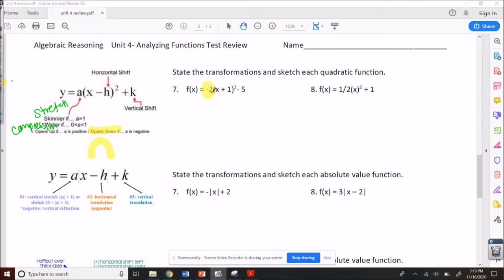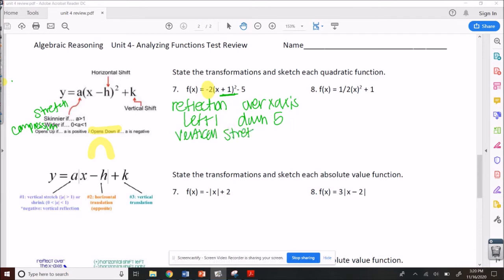So I see this negative. That means I have a reflection over the x-axis. I see I have the +1. That's my horizontal shift. Remember, it's opposite when it's on the inside. So that's left 1. And then I have the -5. That's down 5. I also have a 2 here, which makes it a vertical stretch.